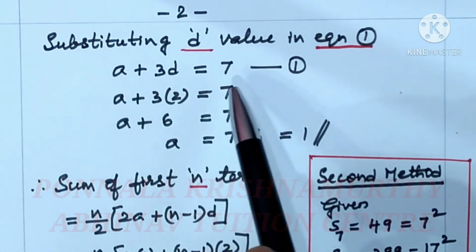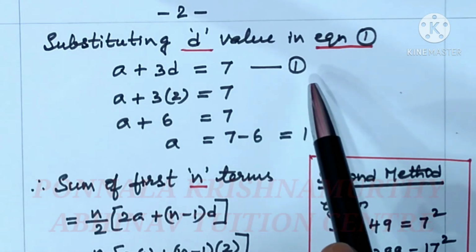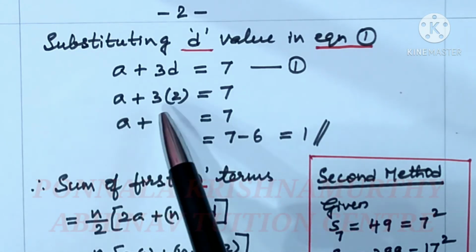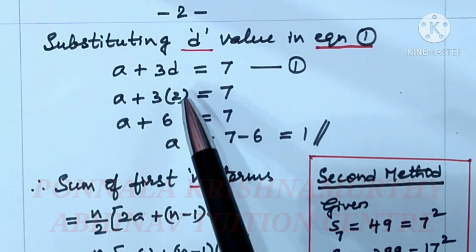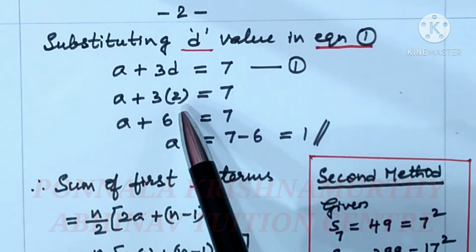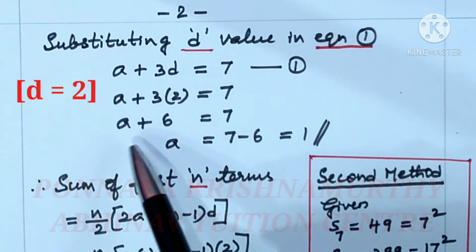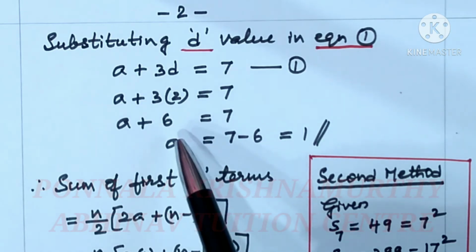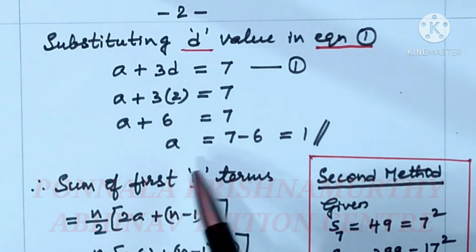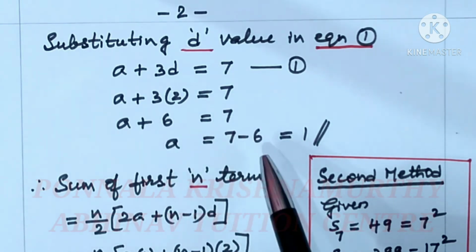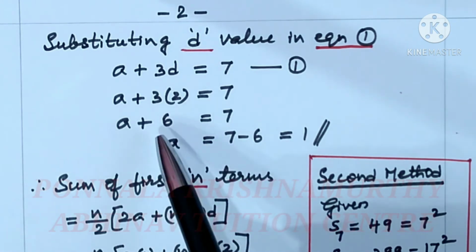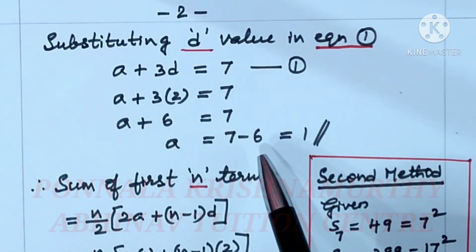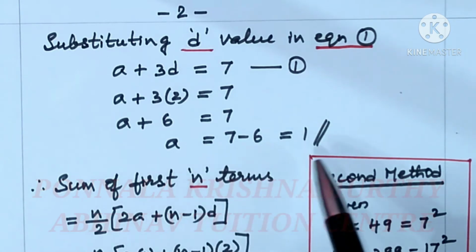a plus 3d equal to 7 is equation 1. Then a plus 3 into 2, d is 2, is equal to 7. a plus 3 2s are 6 is equal to 7. a is equal to 7 minus 6. This plus 6 comes to the right hand side and becomes minus 6. Then a is equal to 1.